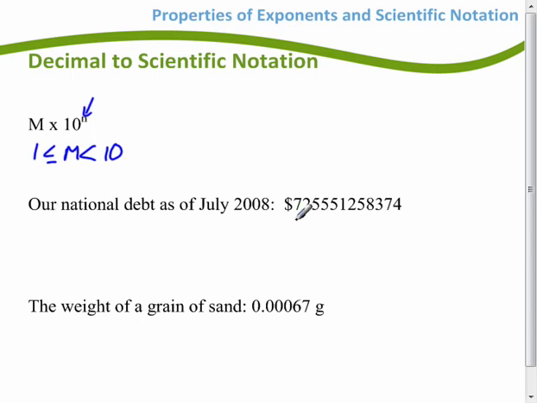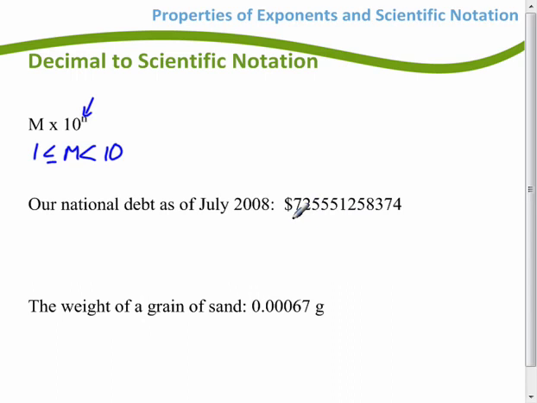Okay, so I looked up just a bit ago what the national debt was in Canada, and it turns out to be this big number. And when I look at it, I don't know whether it's millions or billions or quadrillions or gazillions. But I can get a better handle on it if I change it to scientific notation.